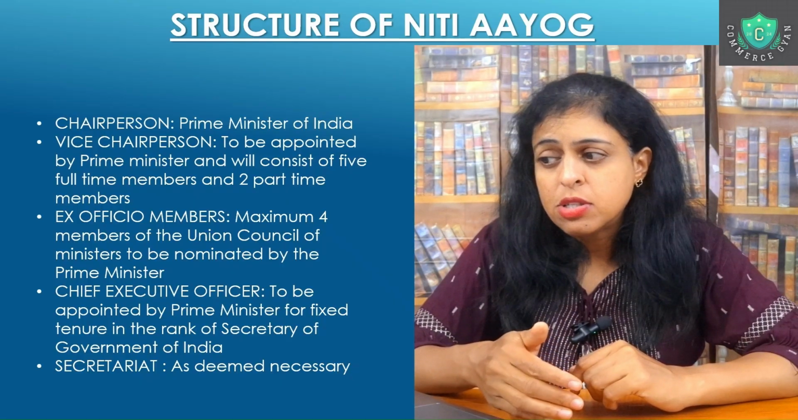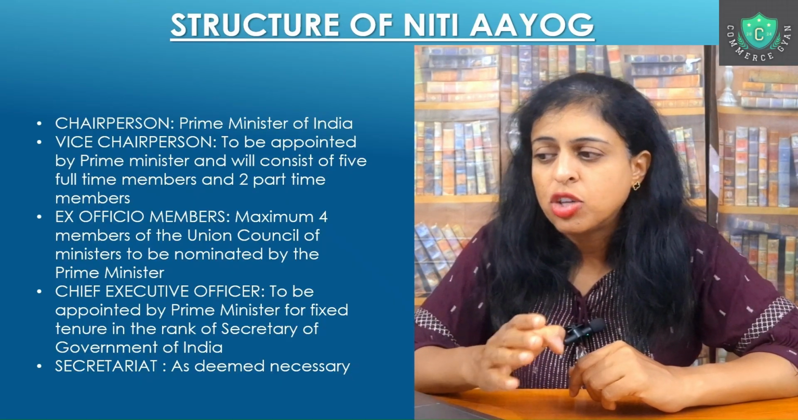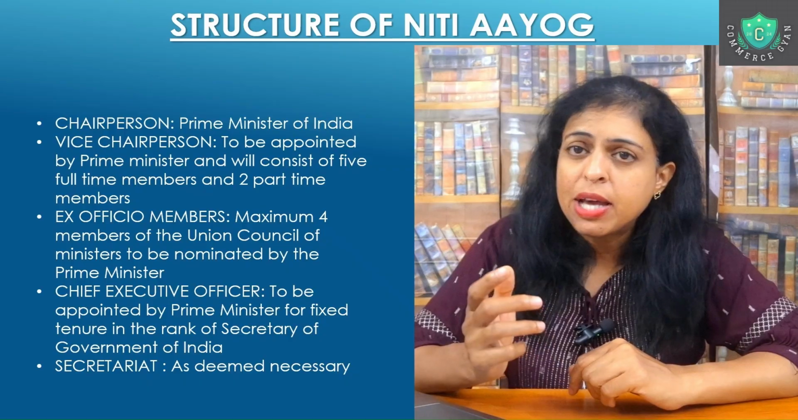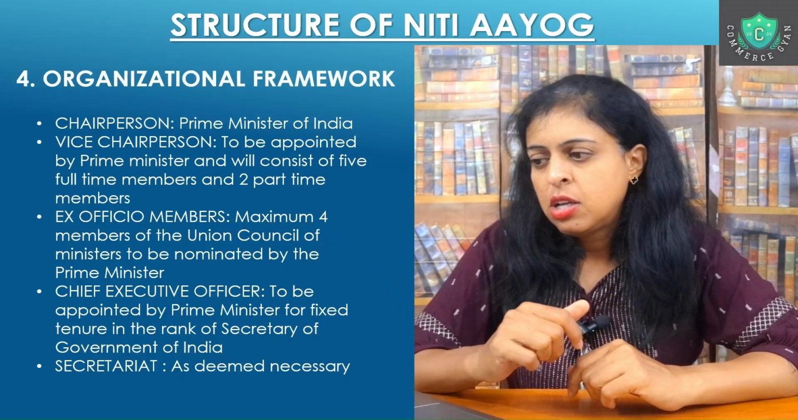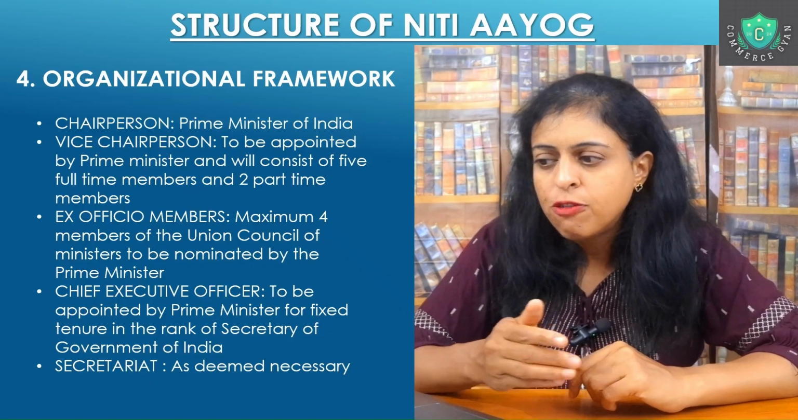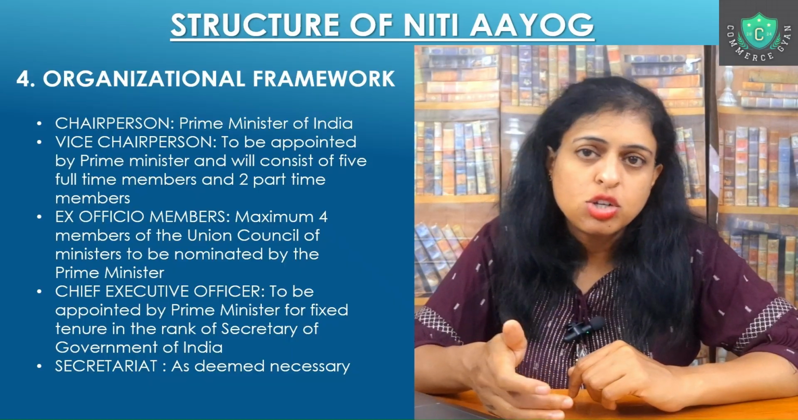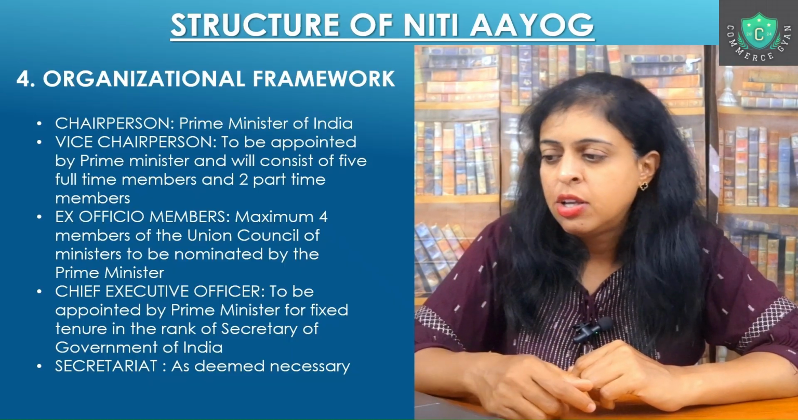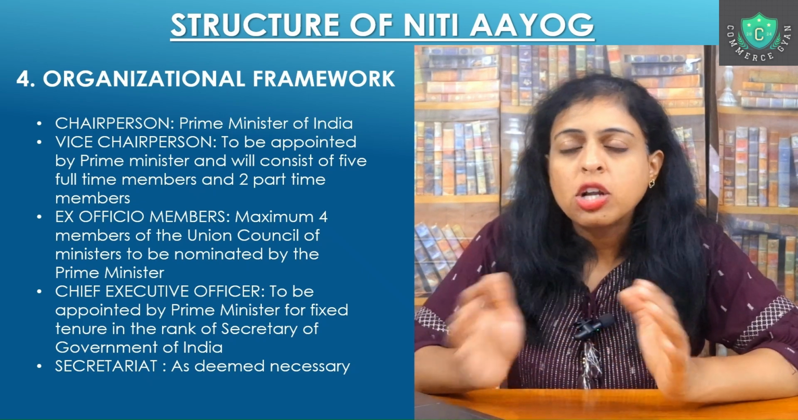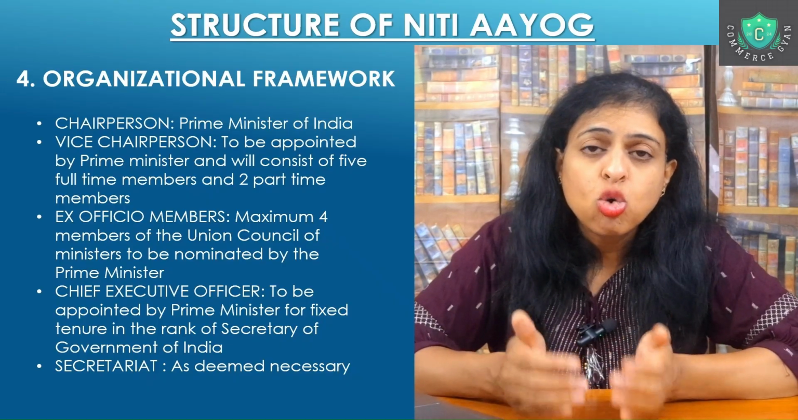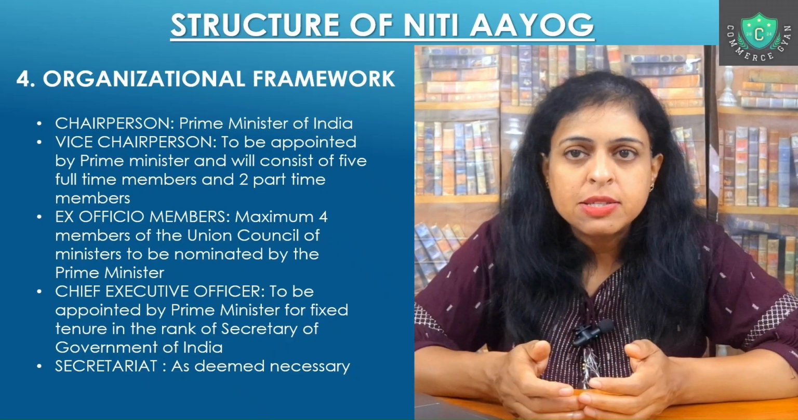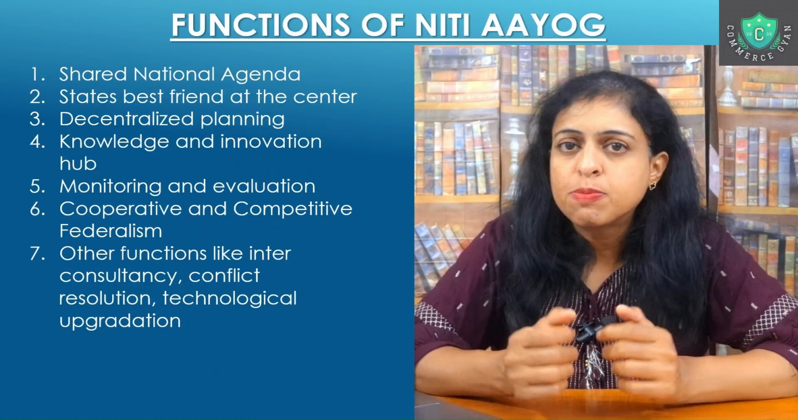Ex officio members, a maximum of 4 members of the Union Council, who would be ministers, nominated again by the Prime Minister. The Chief Executive Officer would be appointed again by the Prime Minister for a fixed tenure in the rank of Secretary of the Government of India. And the Secretariat would be as deemed necessary. So if you see the organizational framework, the full control was put forth to the Prime Minister. Now, what were the functions of this particular NITI Aayog?